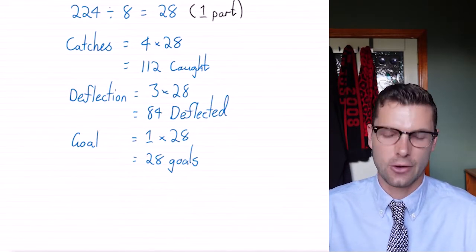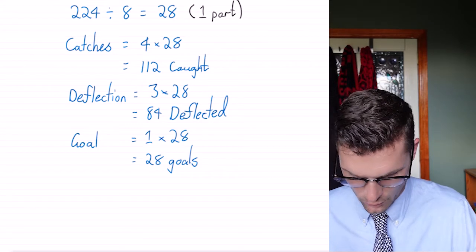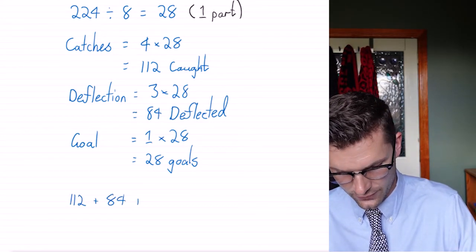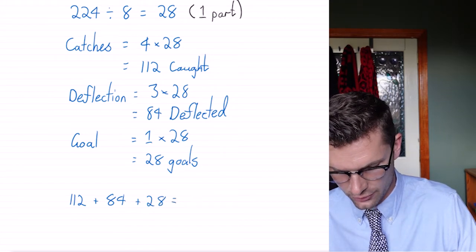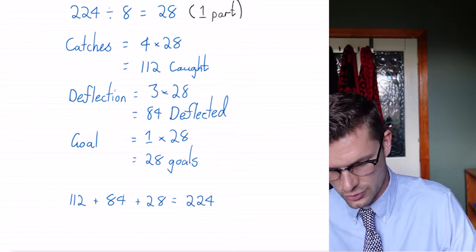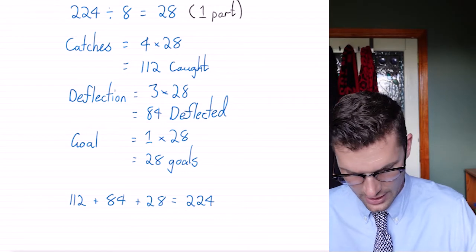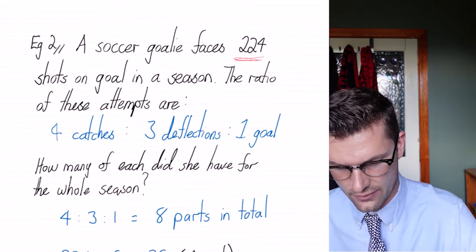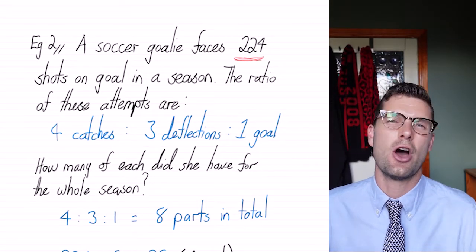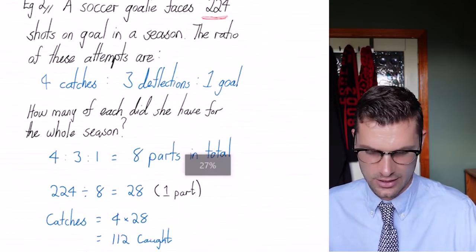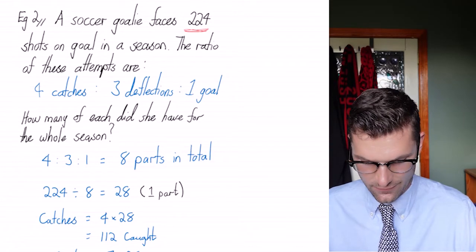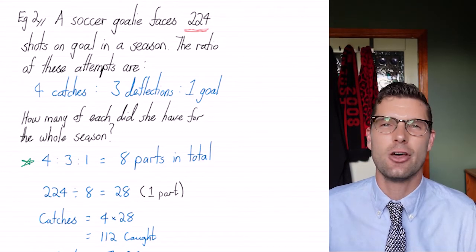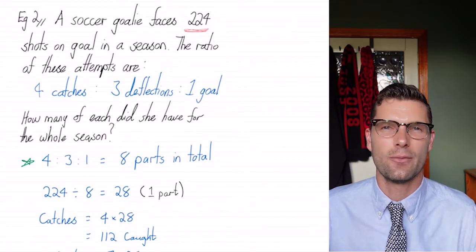Again, we can check if we got this right. So we had 112 catches plus 84 deflections plus 28 goals, and that equals 224 shots on goal. Again, because this number is the same number that we were given in the initial question, we know that we got this one right. Okay, so the most important skill is dividing it into the equal parts. So you just have to add those ratios together and work from there.